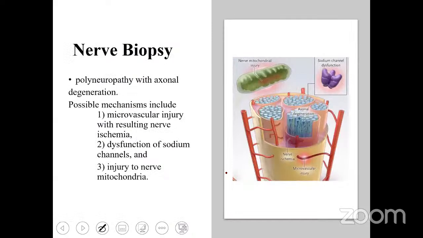I'll show you that next time. Polyneuropathy with axonal degeneration. You can see the nerves with axonal degeneration in this case. The possible mechanisms are microvascular injury with resulting nerve ischemia, dysfunctional sodium channels, and injury to mitochondria. These are the common causes.